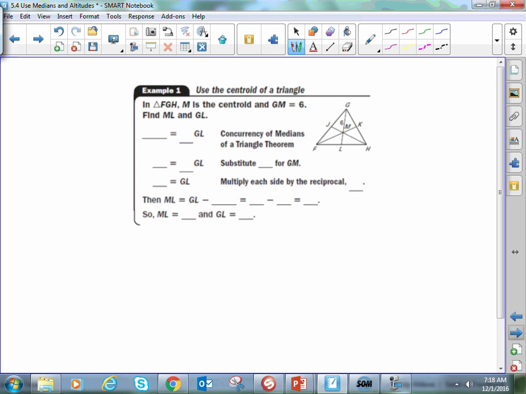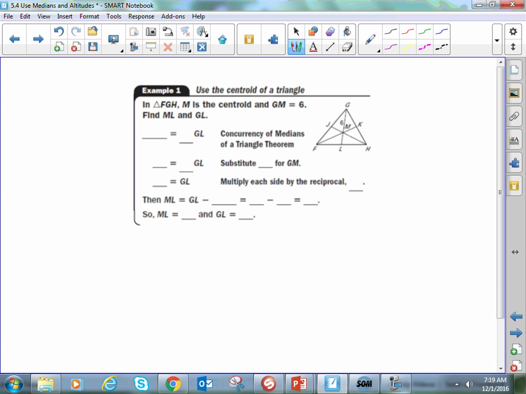So now let's take a look at an example of how we're going to use those relationships. Here, point M is going to be the centroid of this particular triangle. And what we want to know is, given that from G to M it's 6 units long, how can we find the length of ML and GL? For the time being, just focus on the problem itself. Try not to focus on what is typed up for you as far as filling in the blanks. Let's just see, what do we know about it?